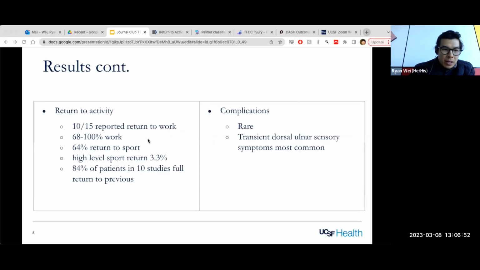And then here are some other notable results. Return to activity wise, 10 out of 15 studies reported a positive return to work. 68 out of 100 were reported back to function at work. Out of the athletes, 64% returned back to their sport. And this 3.3% had high level sports return. 84% also of the patients in 10 of the studies showed return to full previous. For complications, they did say that it was very rare, and it was normally transient dorsal ulnar sensory nerve symptoms that were the most common.